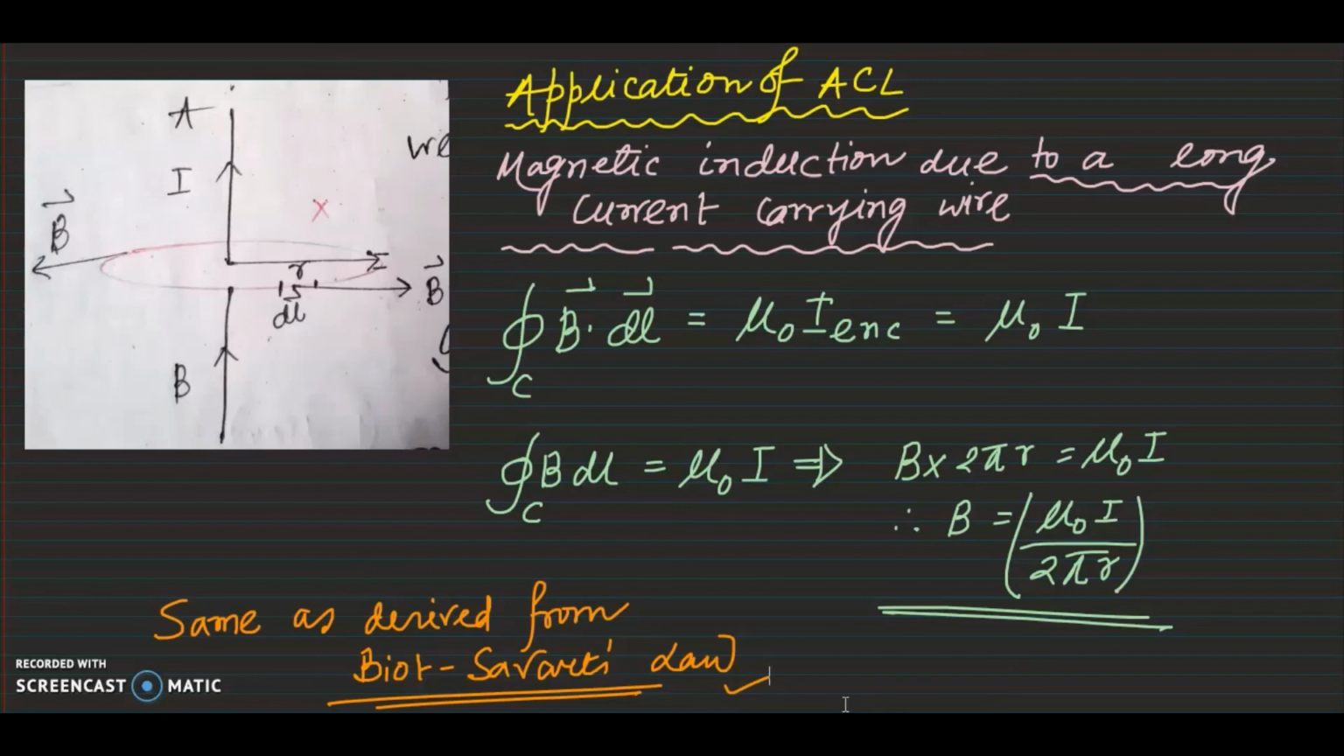So we can see that this is the same result for an infinite current carrying wire that we previously obtained using the Biot-Savart law. The Biot-Savart law and the Ampere circuital law give the same results.